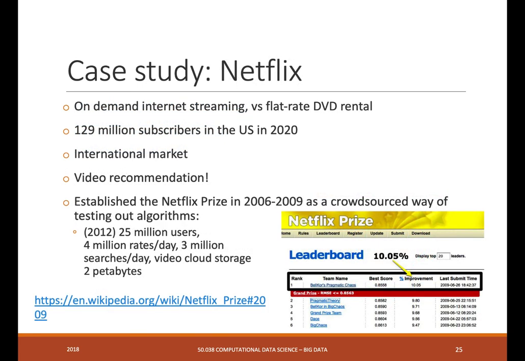Another case study is Netflix. They were in the game very early on. Netflix has about 129 million subscribers in the US alone this year. Obviously, Netflix does video recommendation. And they established the Netflix Prize in 2006-2009 as a crowdsourced way of improving their algorithms. So they just gave away data of 25 million users, and they let people develop algorithms for them. Excellent idea, right?